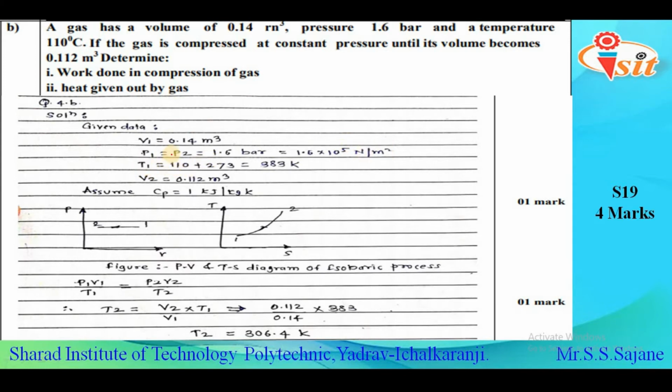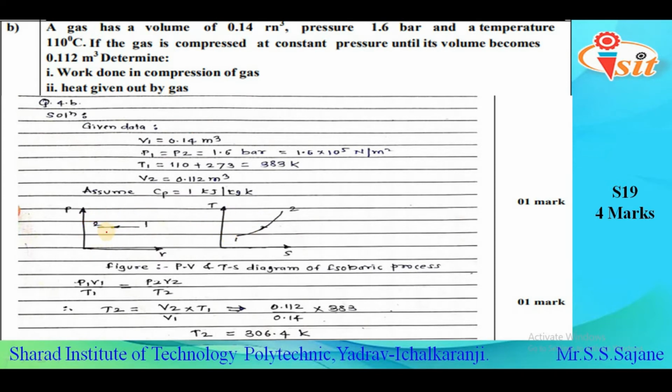Then again we have T1 temperature, which is given in degrees Celsius, so we are converting this temperature into its SI unit. To 110 we will be adding 273, so this will give the value as 383 Kelvin. And after this, the volume V2 is also given, which is equal to 0.112 meter cube. So we can just draw the diagram as we have already studied regarding the isobaric process and its representation on PV and TS diagrams. You can see these diagrams as shown here.